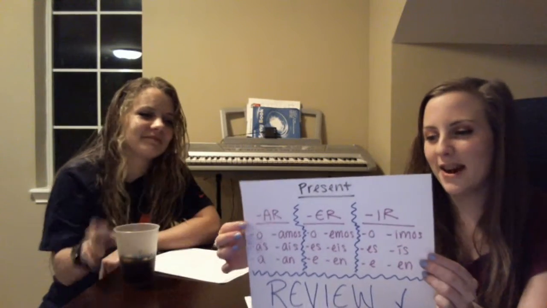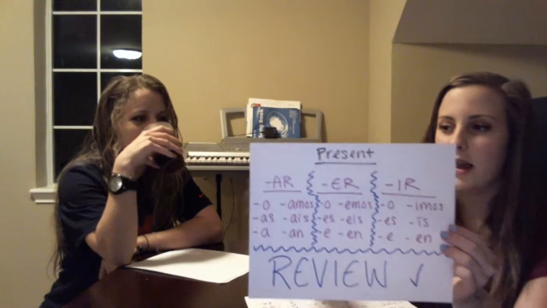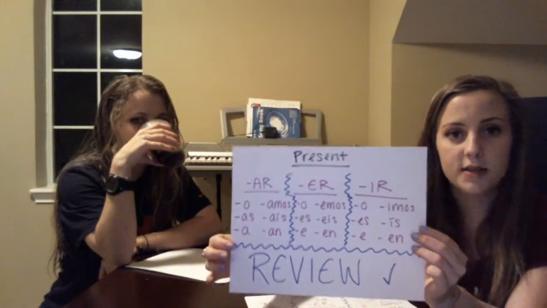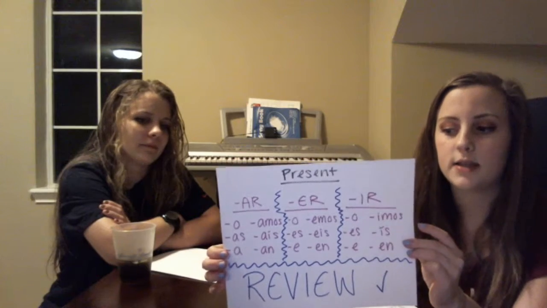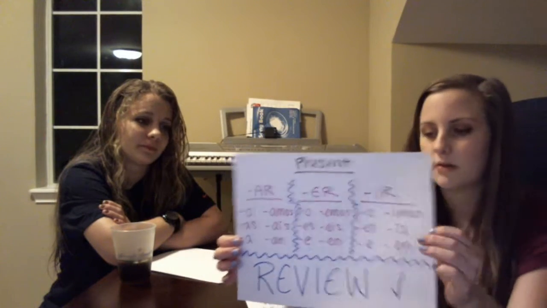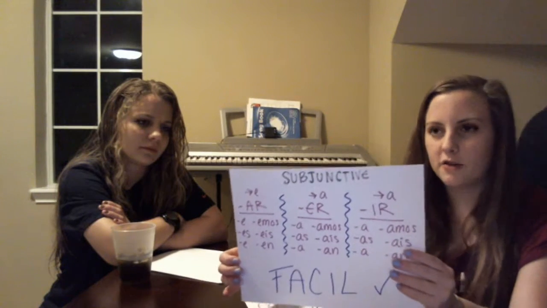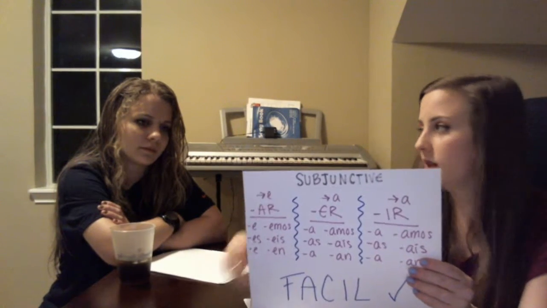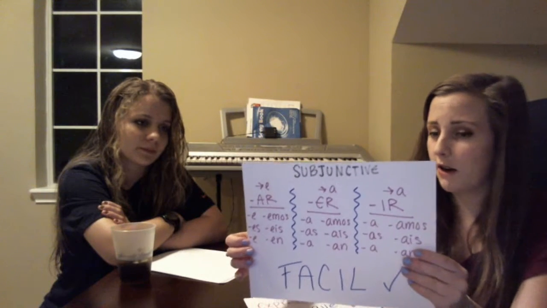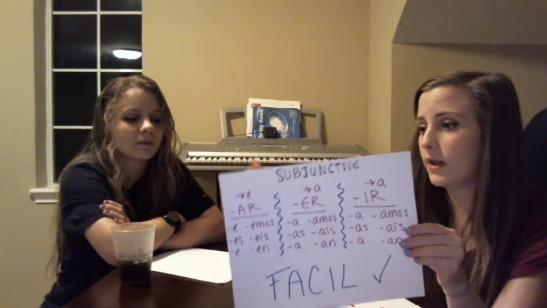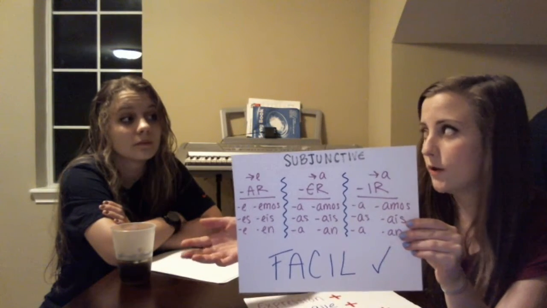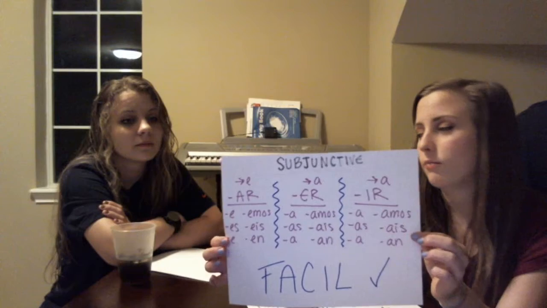Anyways, so we have AR, ER, and IR verbs, and AR ends in o, as, a, amos, áis, an, and ER and IR end in o, es, e, emos, éis, en. But in subjunctive, the endings change a little bit, not a lot, but a little. So AR usually ends in an A in the present tense, and ER and IR end in an E in the present tense. But in subjunctive, the AR is going to go to an E, and the ER and IR are going to go to an A. So you just pretty much switch them. Easy, right? Yeah. All right.